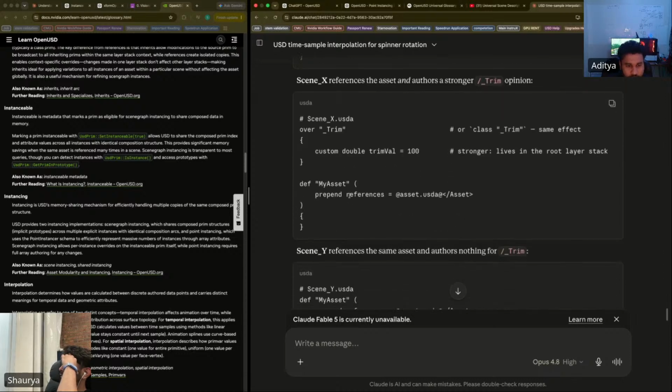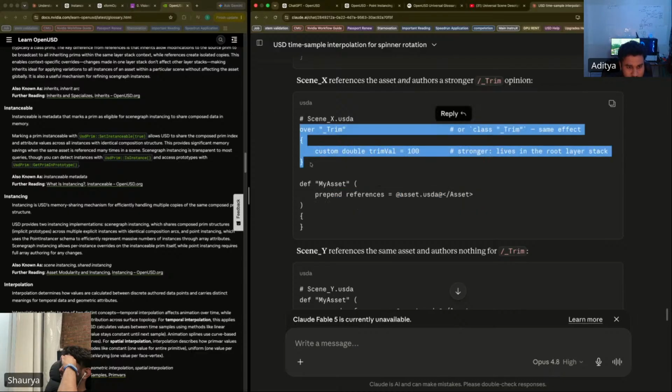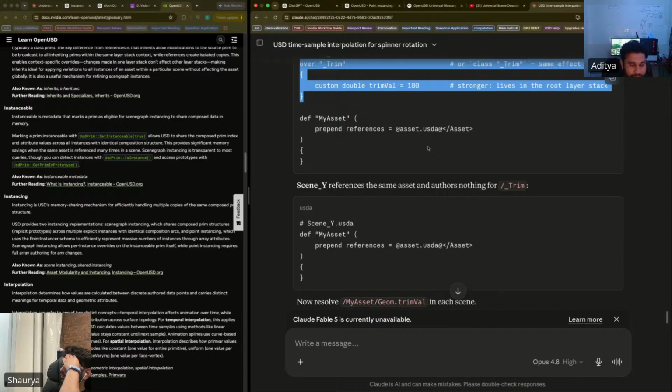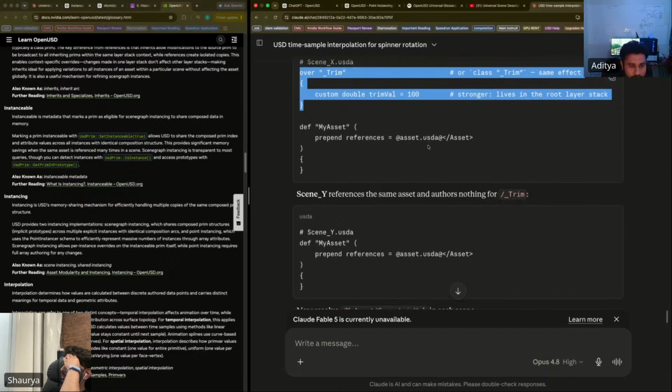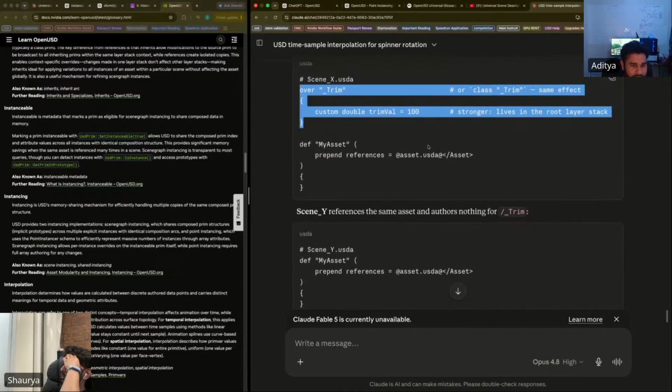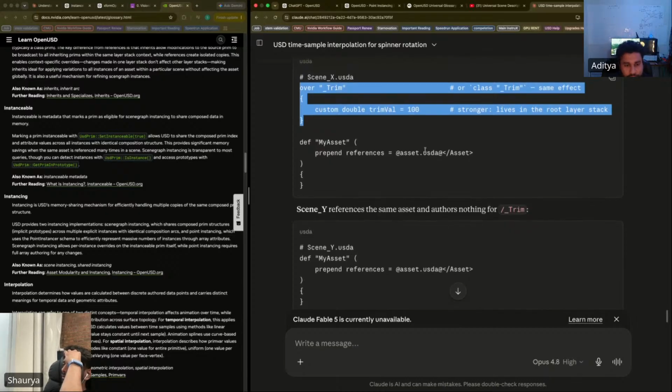Yes, when we do that, we can use override or over specializer on that prim to override the attribute or any opinions or any properties that it has. Once we do that, if there is any other prim that is also referencing that asset, it will have the same thing broadcasted to it, that the value has been updated to 100. So they will not pick up the fallback values that the prim had earlier. So earlier if the prim had 40 as the double trim value, they won't pick up those, they will pick up the 100.